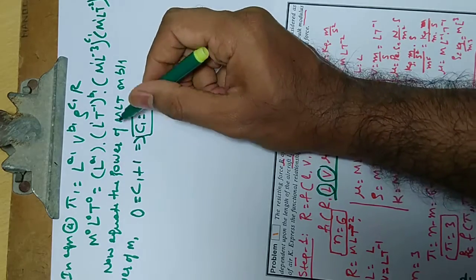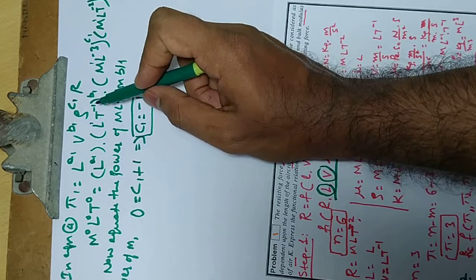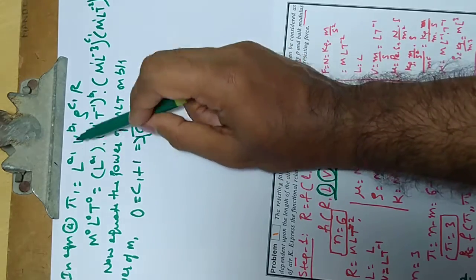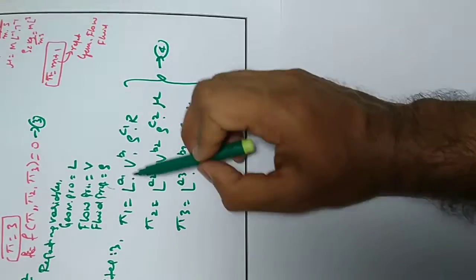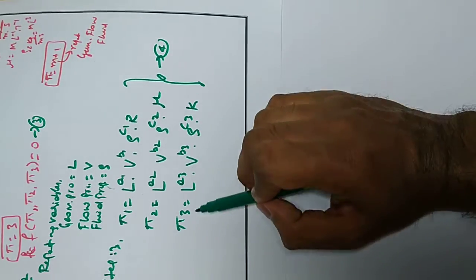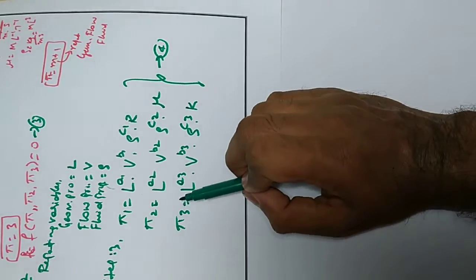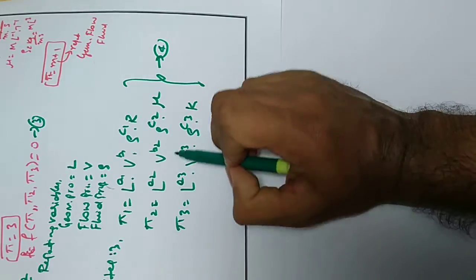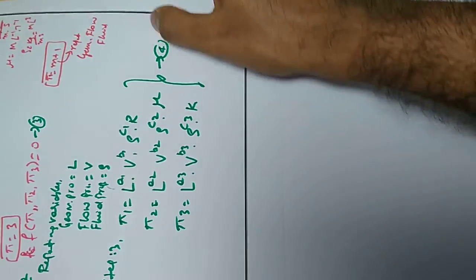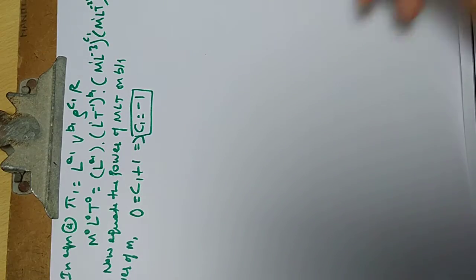One arbitrary power we find out. We have to find out a1, b1, c1, a2, b2, c2, a3, b3, c3 for these terms. Then you will get the pi terms. Our aim is to find out these unknowns here. Now I found out the c1 value by equating the power of M.